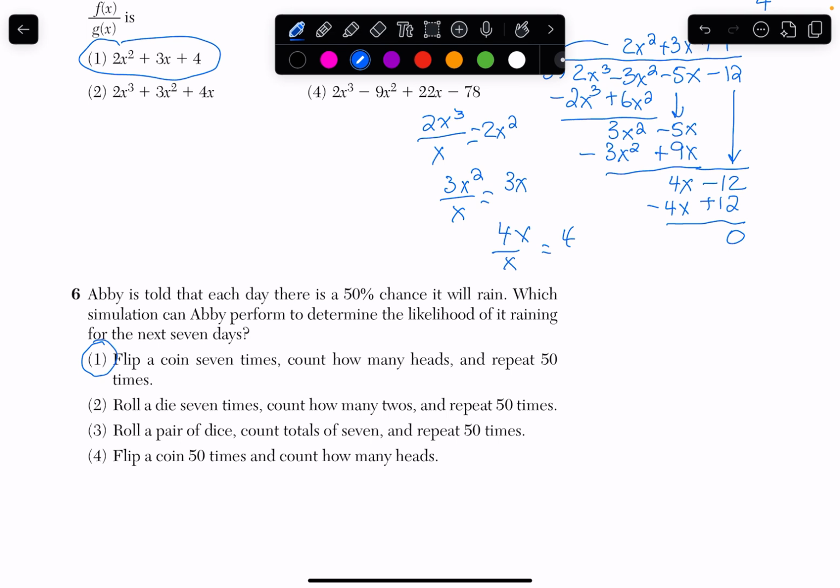So this is flip a coin. Flip a coin 50 times. Flip a coin 7 times and repeat 50 times. Determine the likelihood it's raining for the next 7 days. Yeah, so we definitely want to do it 7 times.